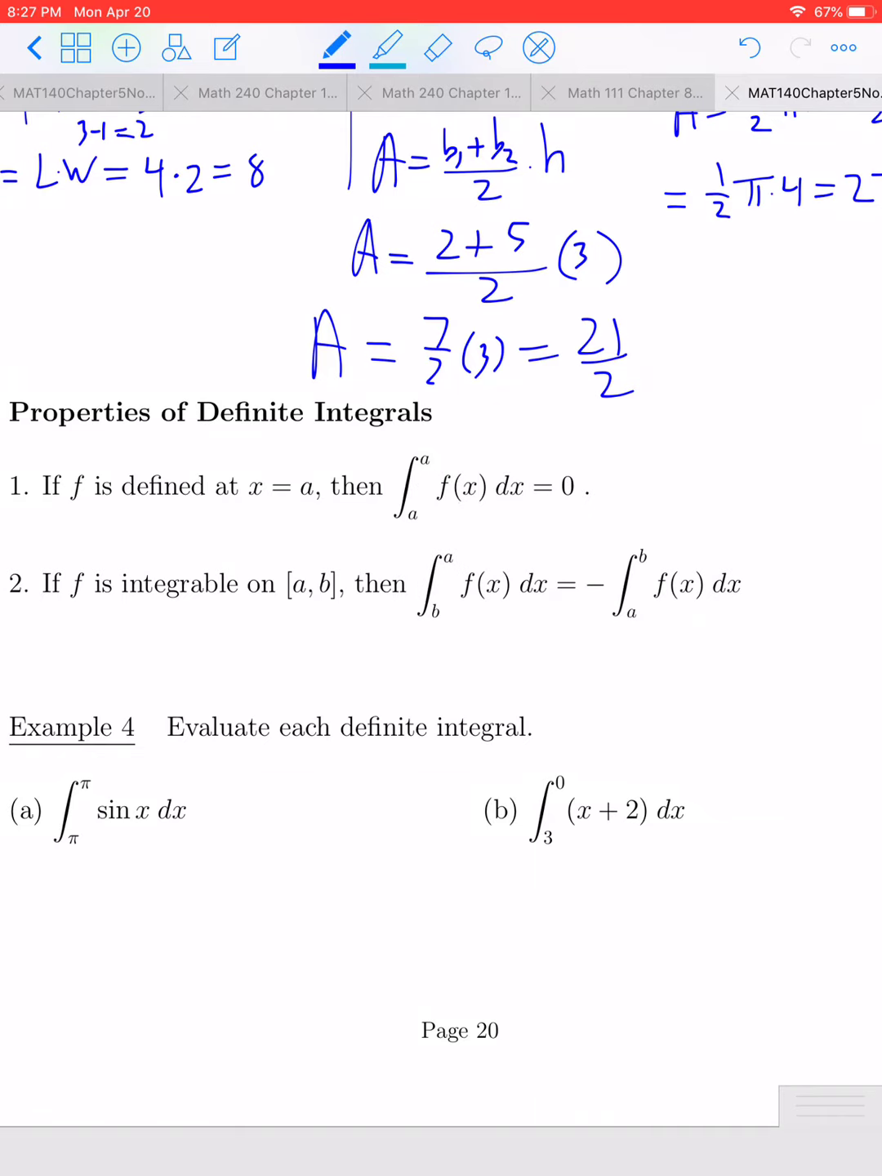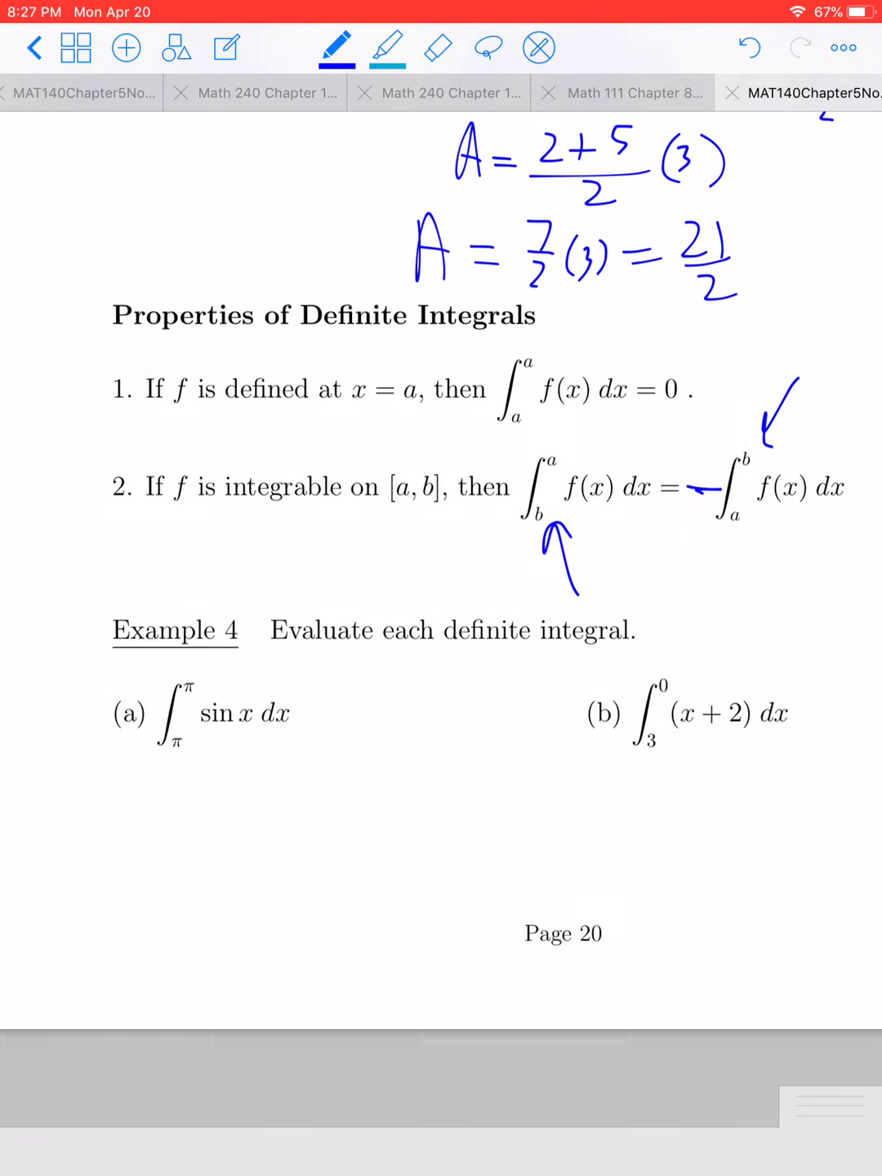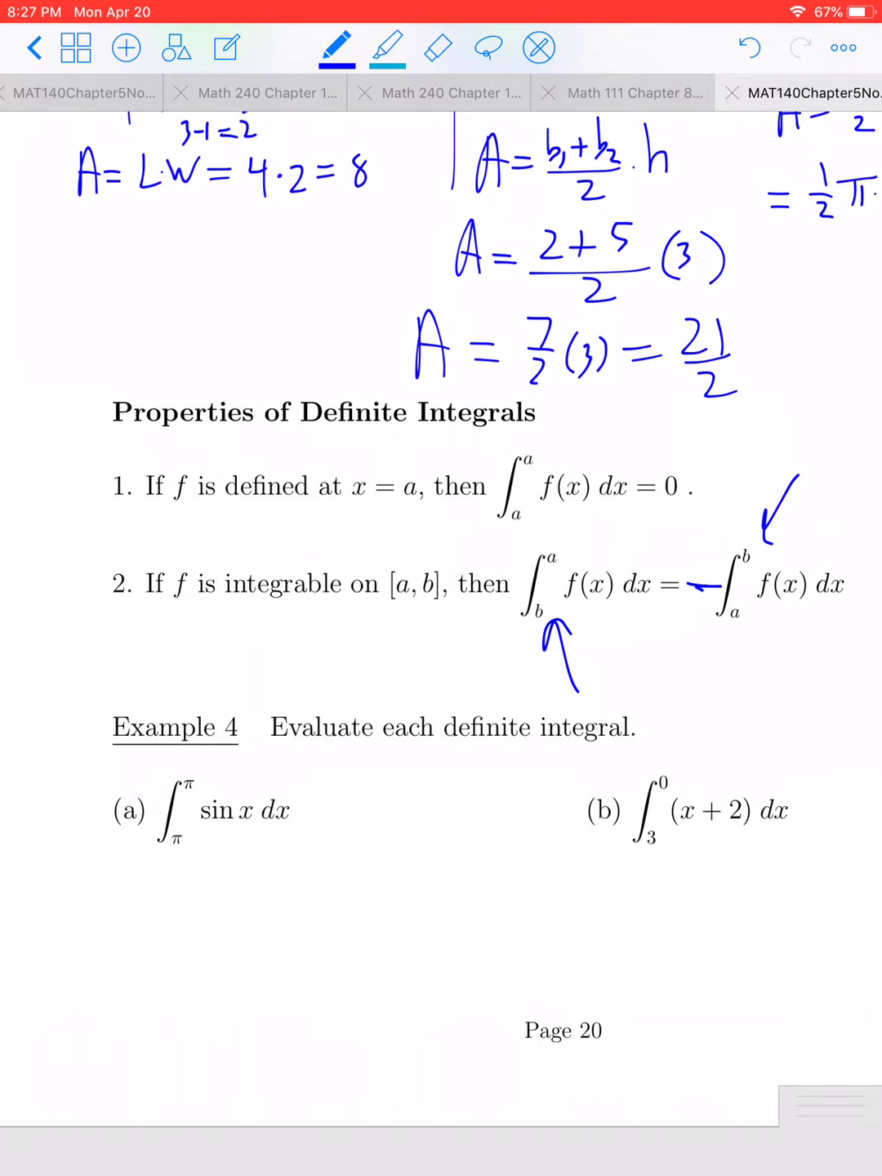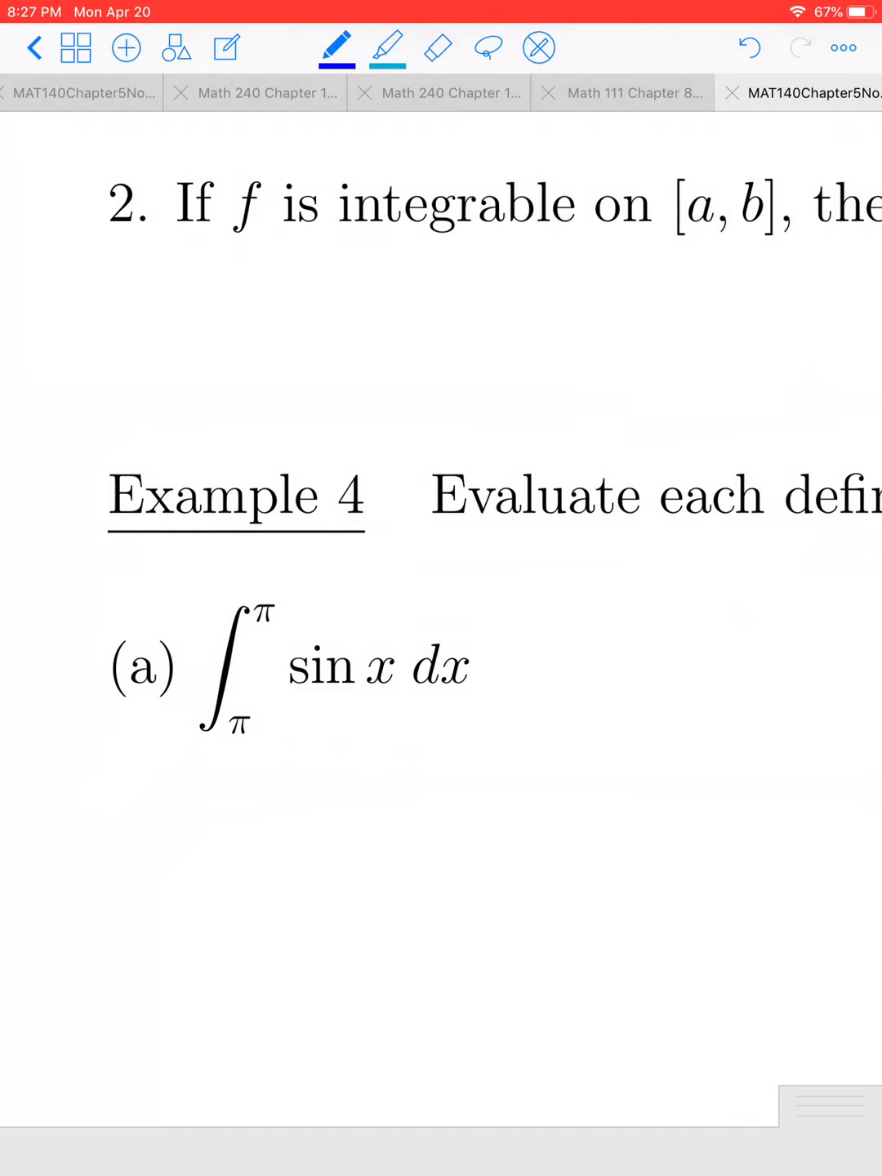Usually it's out of convenience. We want the upper bound, the larger value, to be the upper bound. The smaller of the two values should be the lower bound. If that's not the case, then you can switch the limits by changing the sign of the definite integral. Let's use this theorem in example 4 to evaluate each of the following definite integrals. Here, we know that sine is defined for all real numbers. And if we're looking at the definite integral from pi to pi, from the theorem above, this should have the value 0.